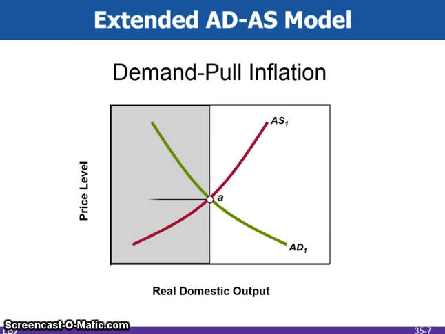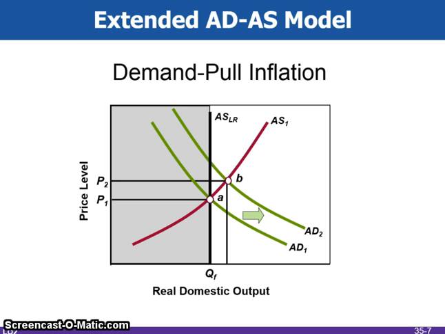This graph demonstrates the effects of demand pull inflation on the model. Demand pull inflation occurs when an increase in aggregate demand pulls up the price level. Since the demand pull inflation causes the aggregate demand curve to shift to the right, it causes the price level to increase, which expands output to a higher level.